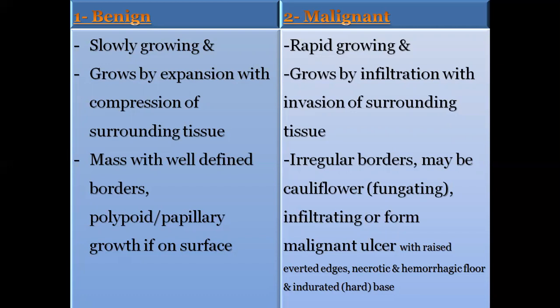Benign tumors are more well-defined, okay, have well-defined borders. While malignant tumors, because they are invading the surrounding tissue, they don't have well-defined borders. Okay, they have irregular borders.